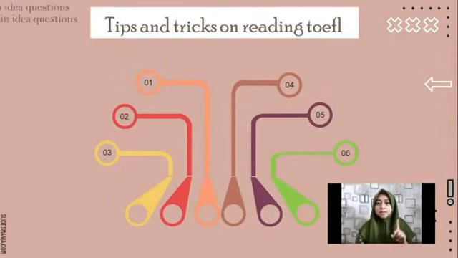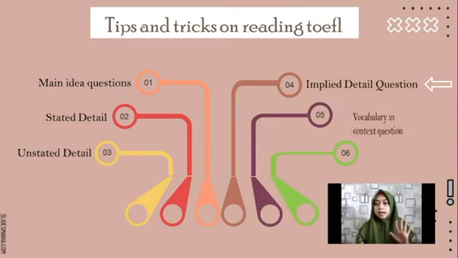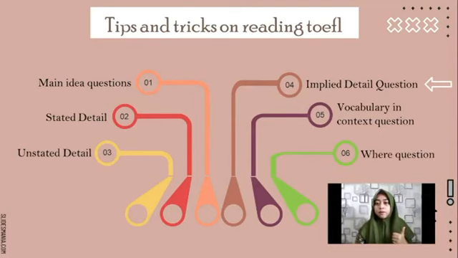The first skill is main idea question, the second skill is stated detail, the third skill is unstated detail, the fourth skill is implied detail question, the fifth skill is vocabulary in context question, and the sixth skill is where question. And now, I want to explain about skill 4, that is implied detail question.